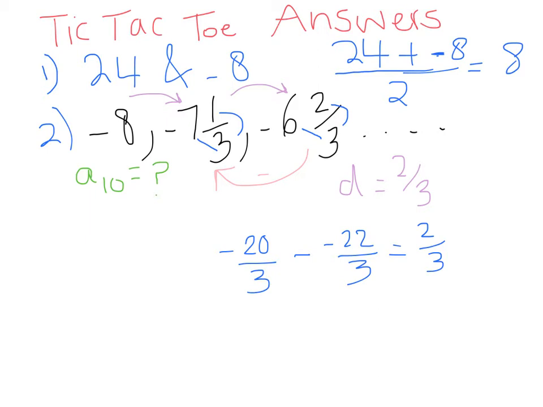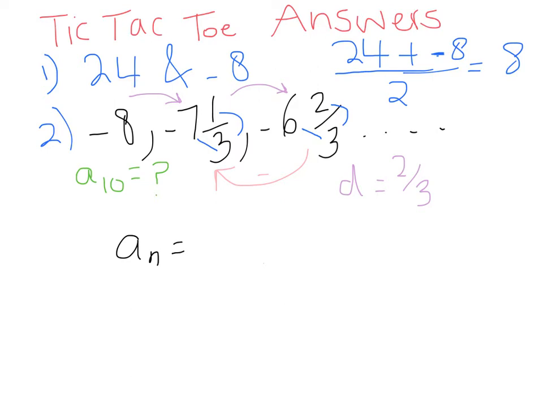Okay. So we need to calculate a sub 10. So the explicit formula needs to be written here. And we said, all right, well, an easy way to figure out the explicit formula is a sub n equals d, which is 2/3, times n, plus a sub 1 minus d. A sub 1 is -8 minus d. So -8 minus 2/3 is -8 and 2/3.